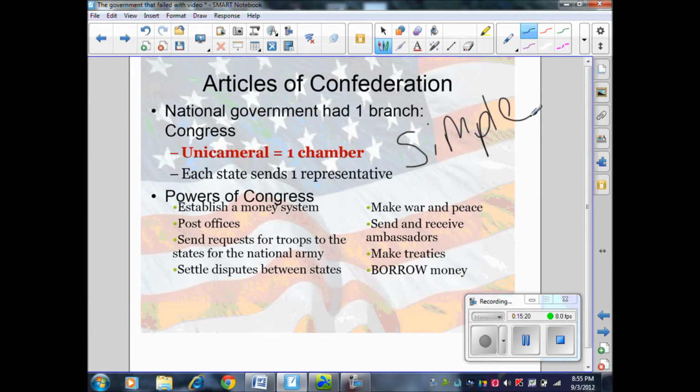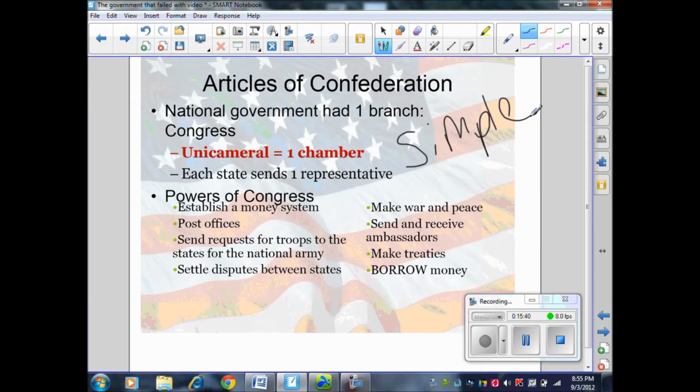So it was a one-chamber Congress, meaning it was one branch of government with Congress that made laws, and Congress was one chamber. There was no House and Senate separate. It was one chamber, one Congress. That was the entire government. Each state sent one person, no matter what your size, and that was the national government. They didn't need a big national government because it couldn't do much.